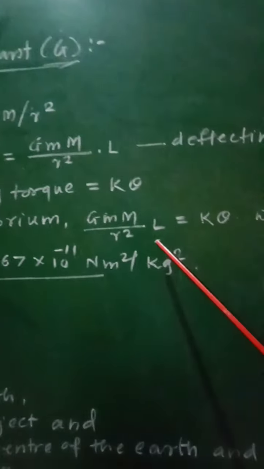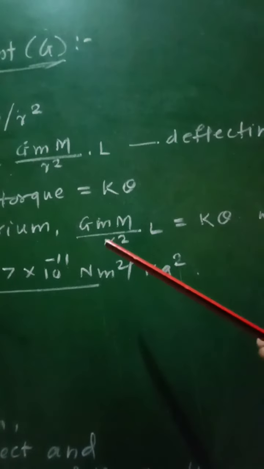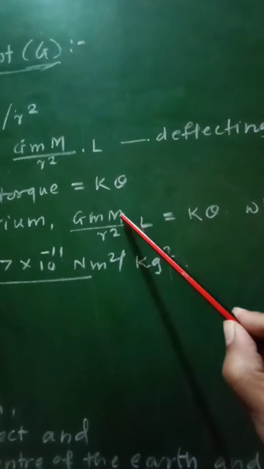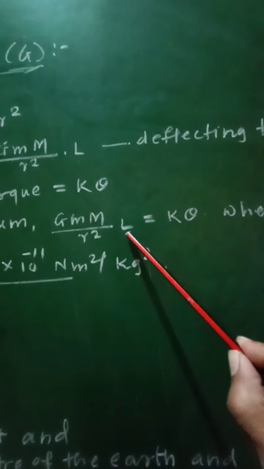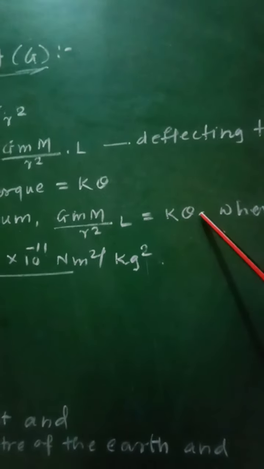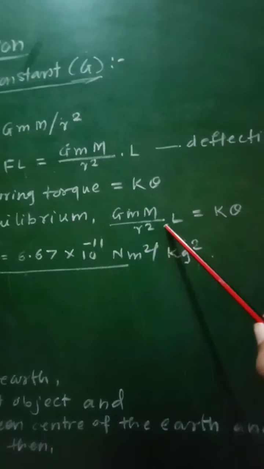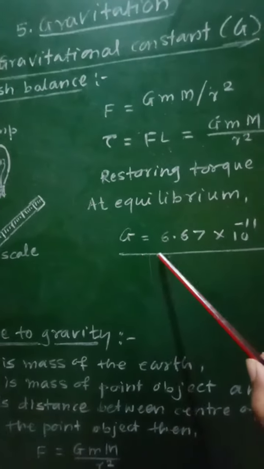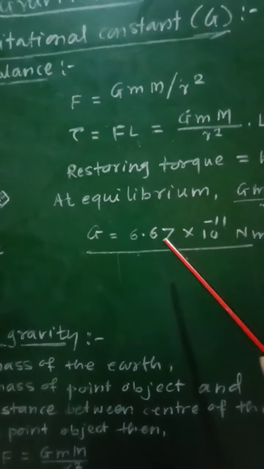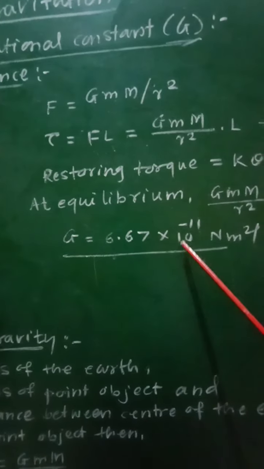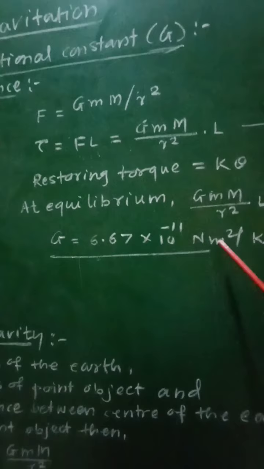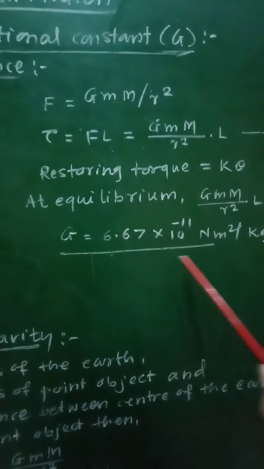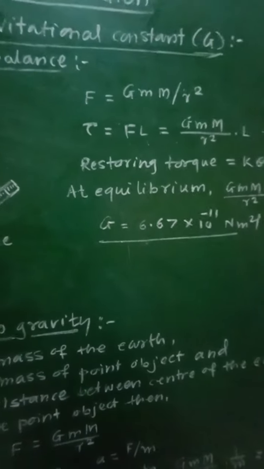So from this formula, if we know the values of M, R as well as L and K, and if we measure theta, then by using this formula we can find out the value of G, that is the gravitational constant. It comes out to be 6.67 into 10 raised to minus 11 Newton meter square per kilogram square. So this will be the value of the gravitational constant.